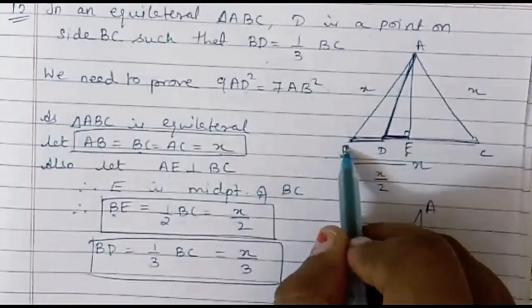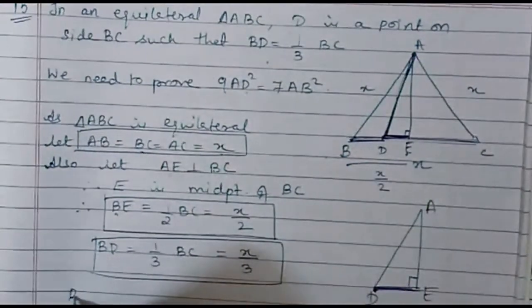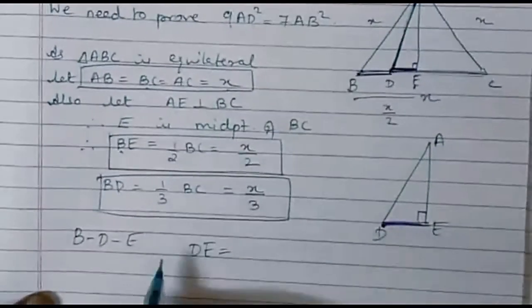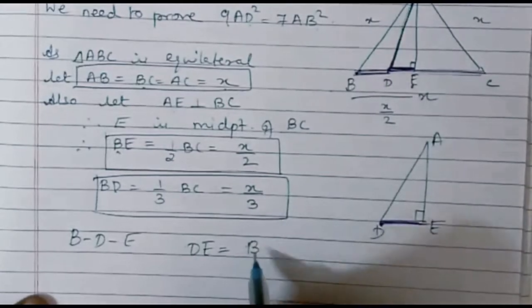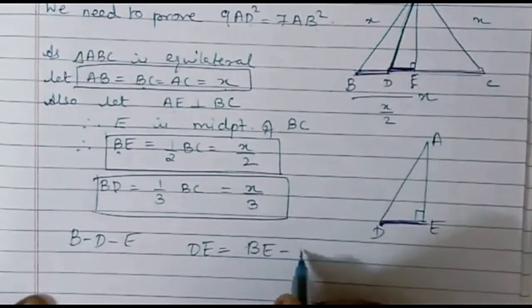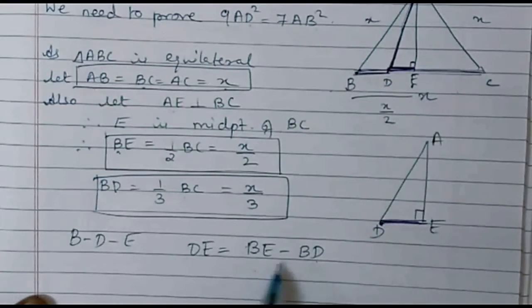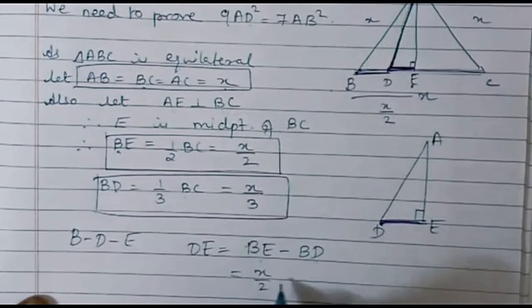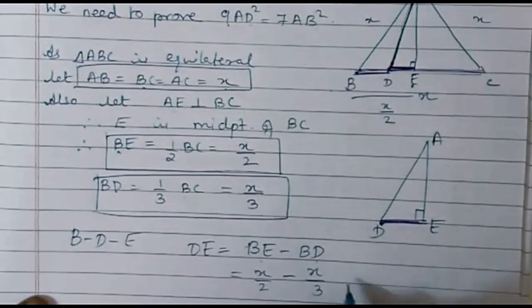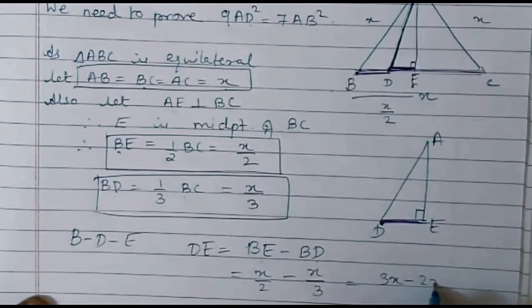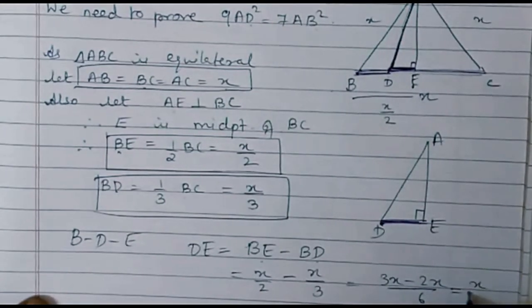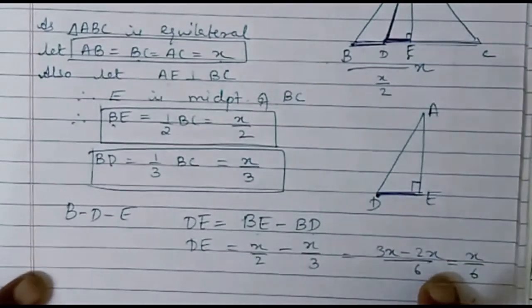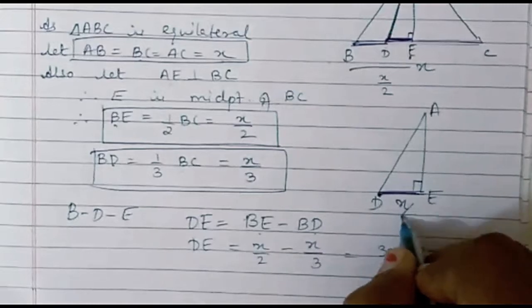So you can see B, D, E. That means B, D, E are collinear, and DE can be obtained by subtracting BD from BE. So I have written BE minus BD is DE. Now what was our BE? It was x by 2, right? Minus BD, that is x upon 3. When we take LCM, it will be 3x minus 2x by 6. And so the answer is x upon 6. This is your DE. So DE is equal to x upon 6. So we got the value x upon 6 here.